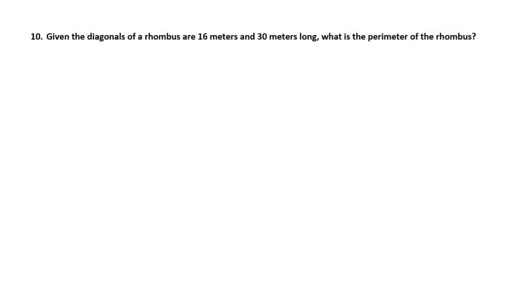Number 10 says, given the diagonals of a rhombus are 16 meters and 30 meters long, what is the perimeter of the rhombus? So I need to draw my shape here. I need to draw a rhombus first. What do we know about a rhombus? Specifically, what do we know about the sides of a rhombus? Because I need to draw one here.